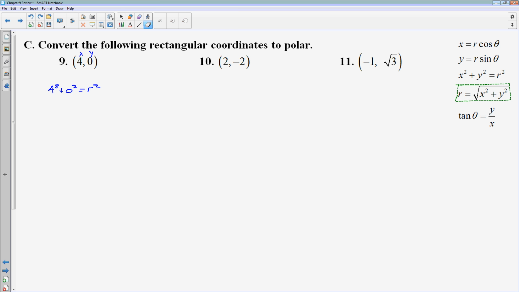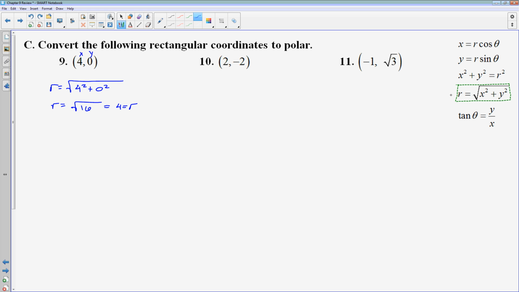Let's use r equals the square root of x squared plus y squared. So r is going to equal the square root of 16 plus 0. The square root of 16 is 4. So there's my r.